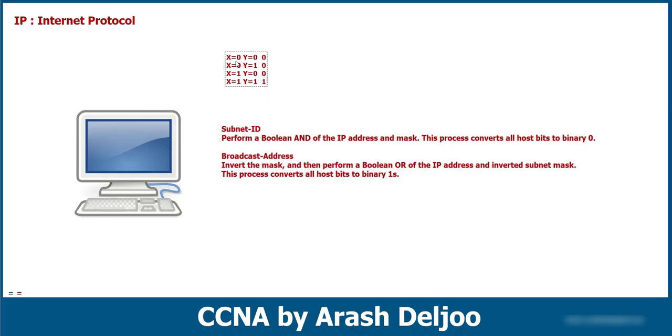First, we should know what the Boolean OR is. Let me write it here. This is the Boolean AND. It's not important for this course. This is only for fun, to understand how computers calculate the subnet ID and broadcast address.